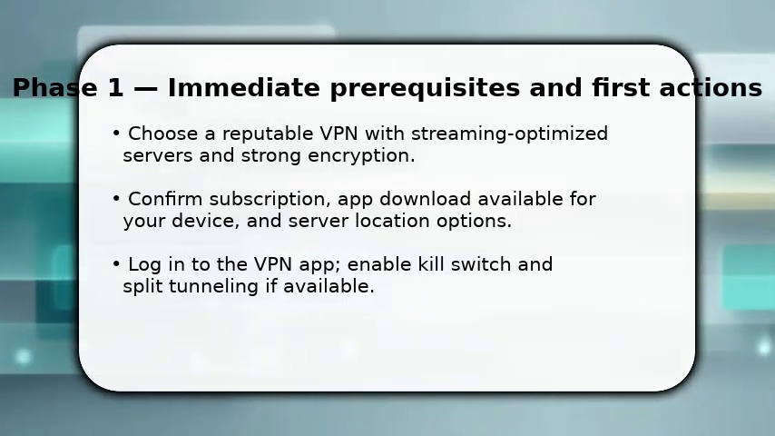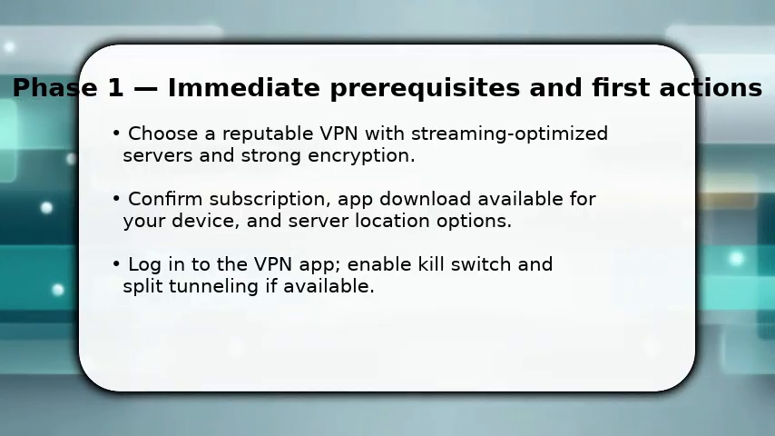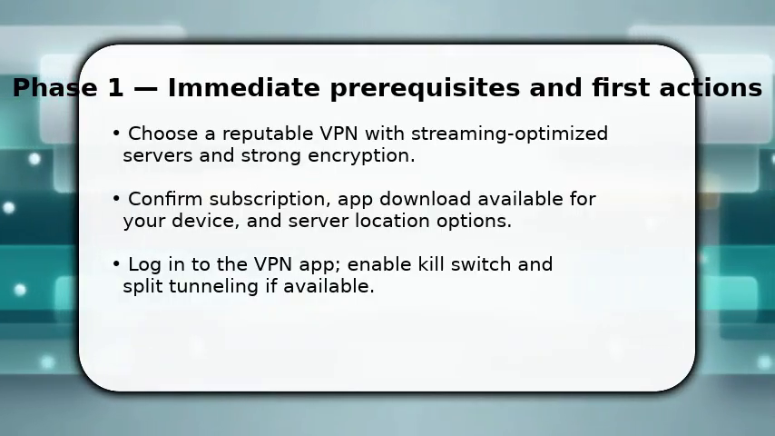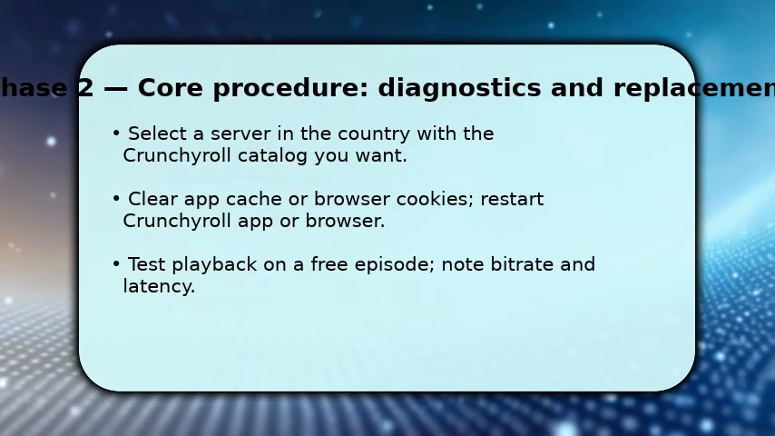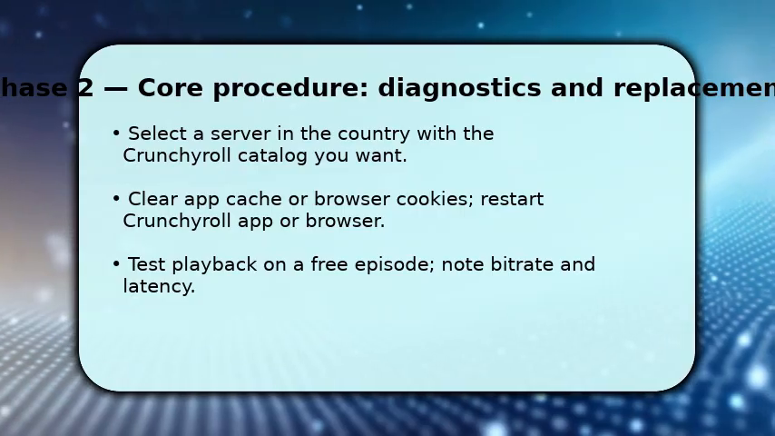Log into the app, enable a kill switch for safety, and enable split tunneling only if you want local apps to bypass the VPN. Now connect to a server located in the region offering the content you want. This changes your apparent location, which is why streaming catalogs differ.